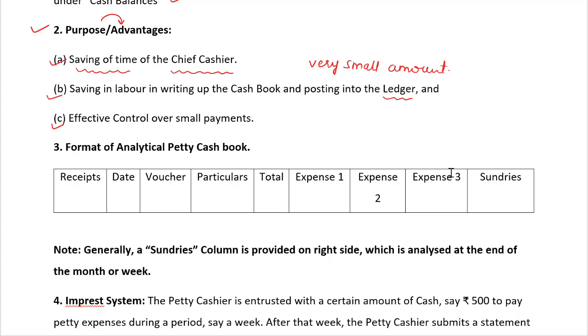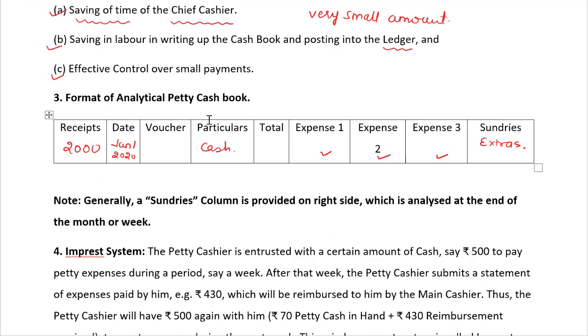Let's see the format of the analytical petty cash book. We have a receipt. Supposing we received 2000. There is a receipt of 2000 dated January 1, 2020. Now the voucher number, we'll write on particulars cash received. We'll put the total over here. And from the very next day, we need to write expenses. Expenses 1, expenses 2, expenses 3. And this is extras, that is sundries. I believe you understood till here.